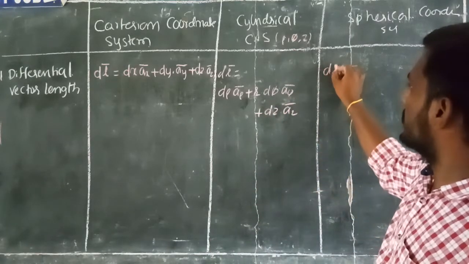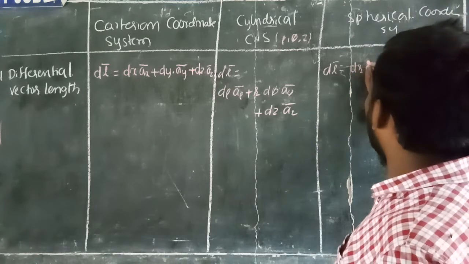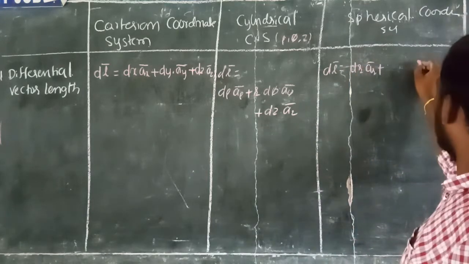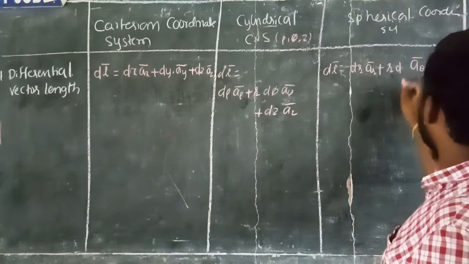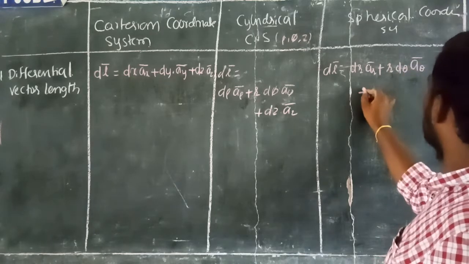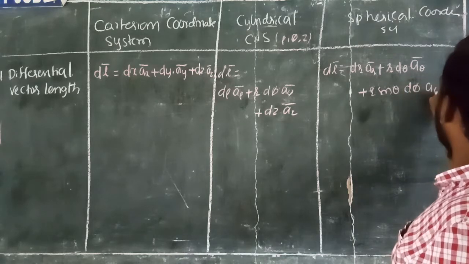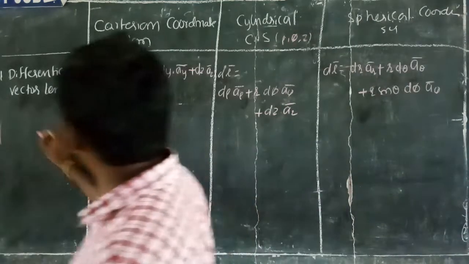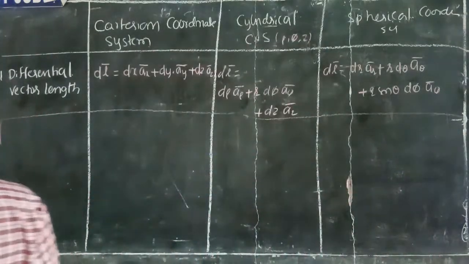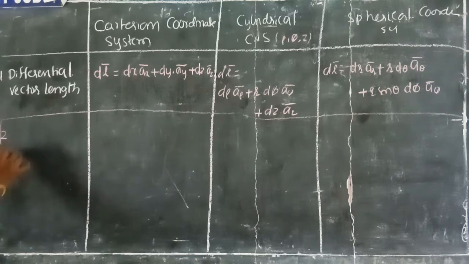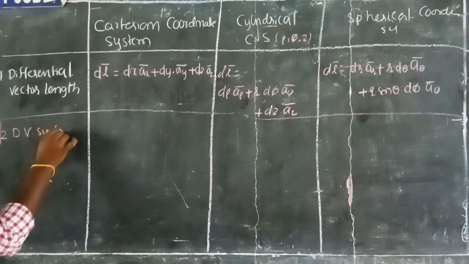And here in the spherical system, dl bar is equal to dr into ar bar plus r d theta a theta bar plus r sin theta d phi into a phi bar. These are the differential vector lengths. And next, the differential vector surface area.